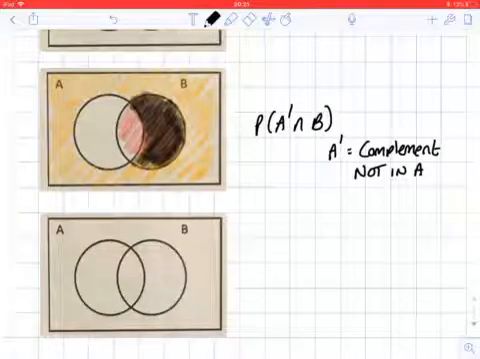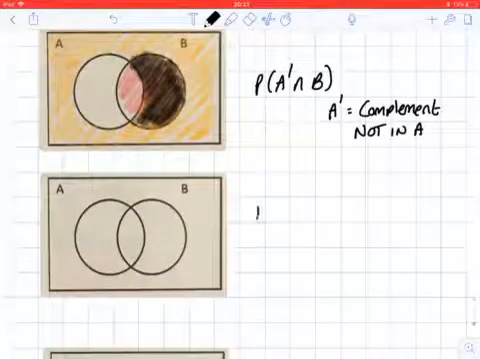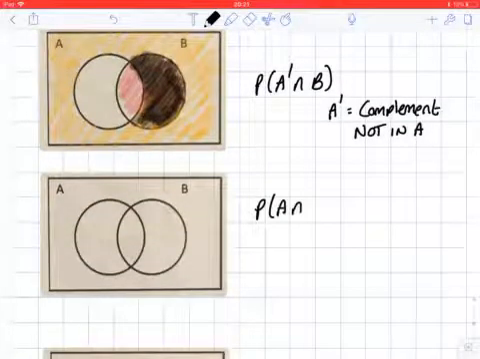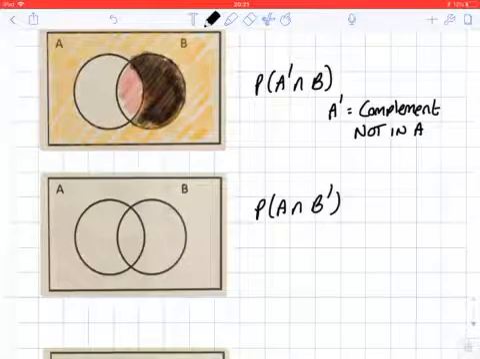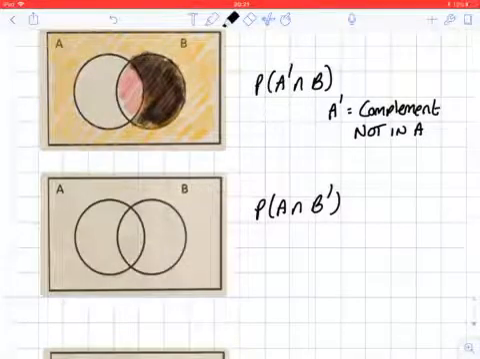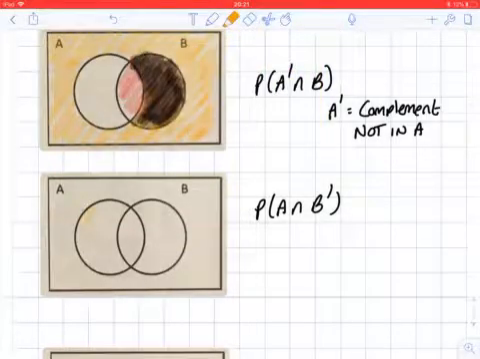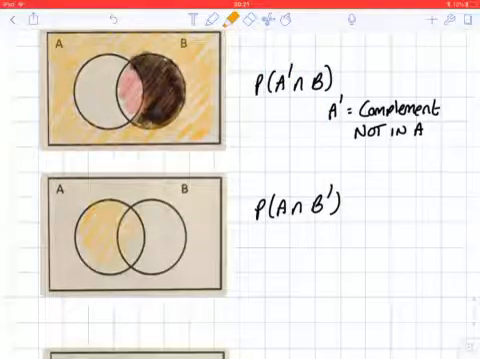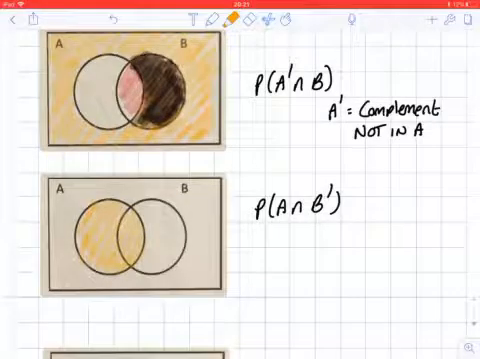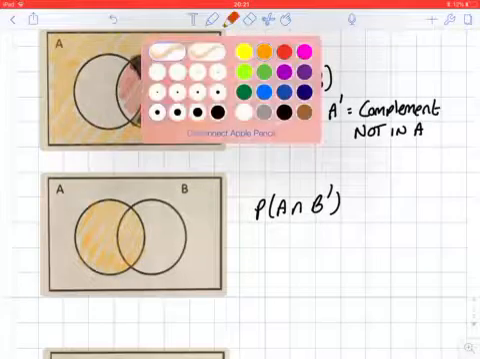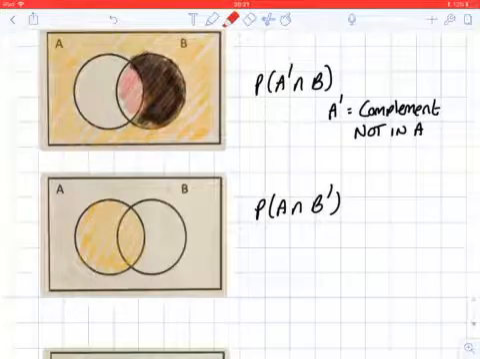So let's try the opposite of that then. The probability of A ∩ B'. Well, again, I can shade in everything that is A. So I'm going to shade in everything that's A this time, so that's all of that, everything inside A. And I'm also going to shade in everything that is not B, so everything outside of B.